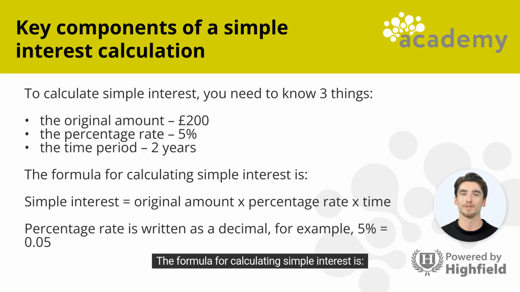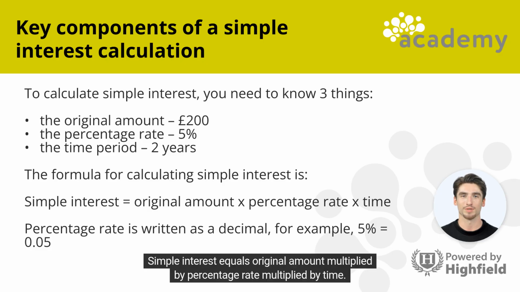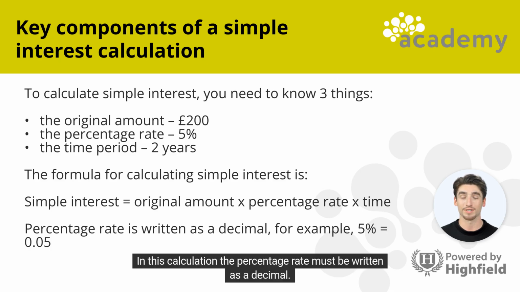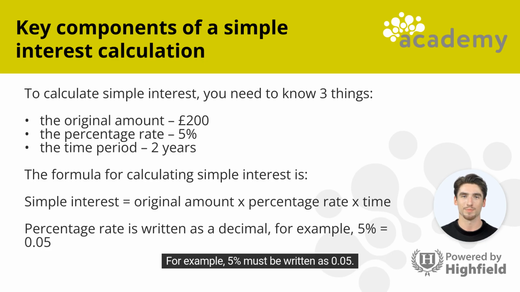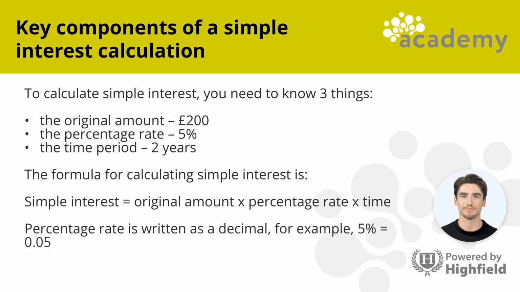The formula for calculating simple interest is simple interest equals original amount multiplied by percentage rate multiplied by time. In this calculation, the percentage rate must be written as a decimal. For example, 5% must be written as 0.05. To convert a percentage into a decimal, we simply divide the percentage by 100 or move the decimal 2 places to the left.